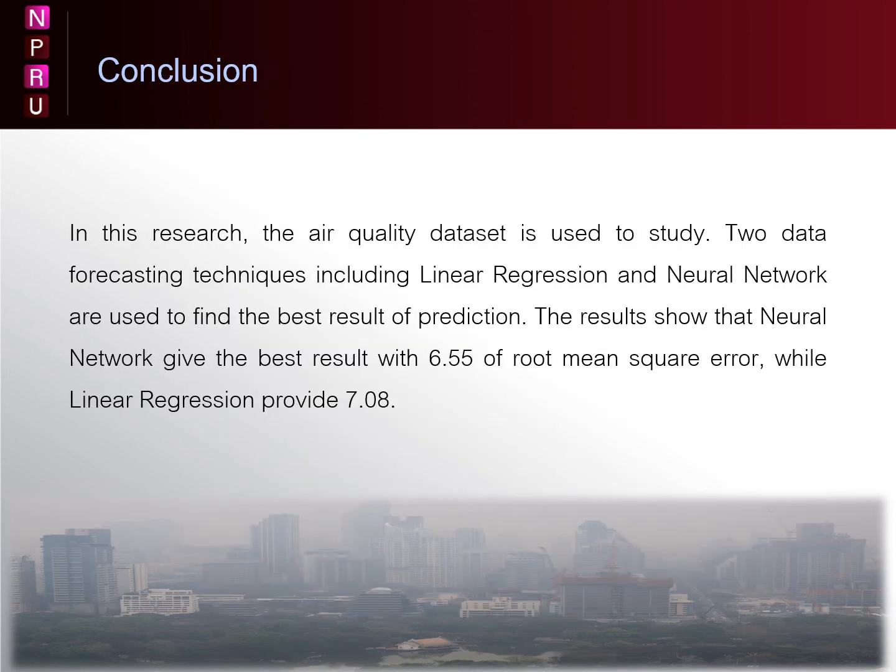In conclusion, in this research, the air quality dataset is used to study two data forecasting techniques, linear regression and neural network, to find the best result of prediction. The results show that neural network gives the best result with 6.55 of root mean square error, while linear regression provides 7.08.